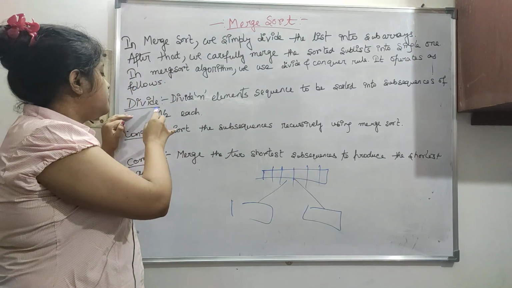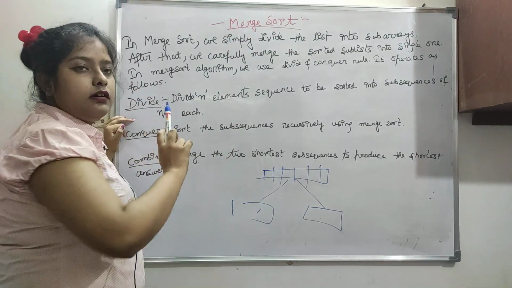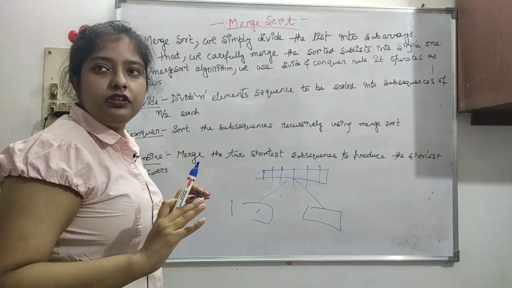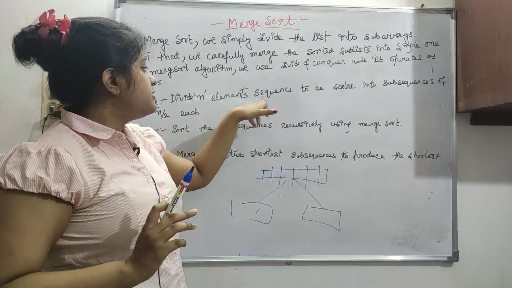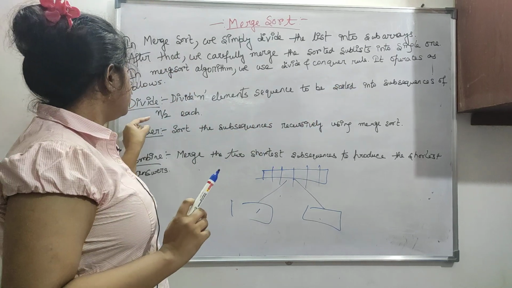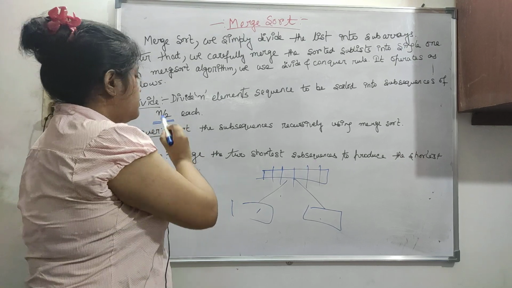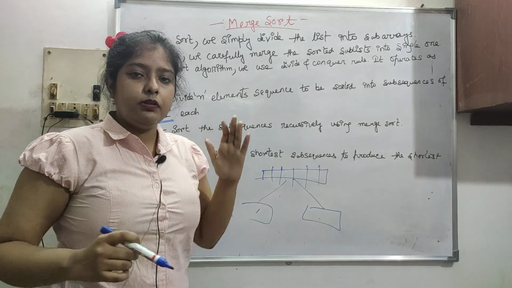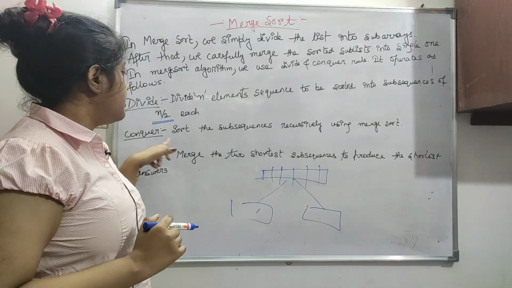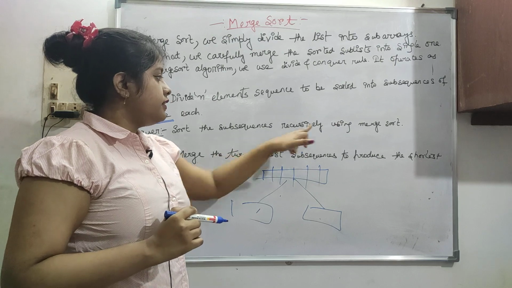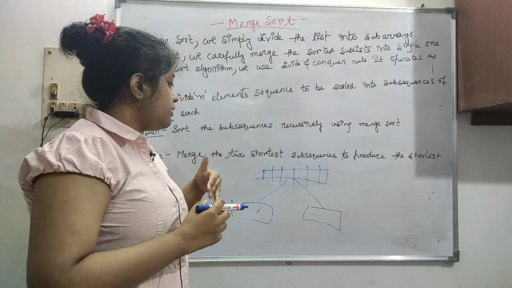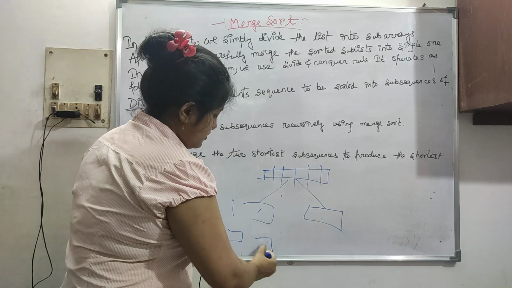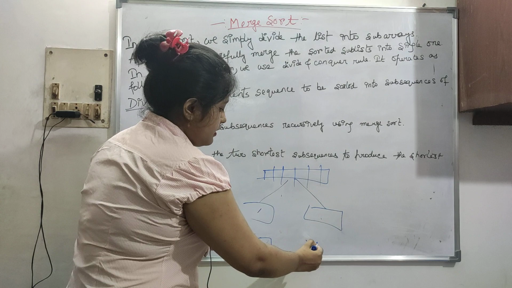Now, how does divide work? We divide the array or the list into two first, then again divide like this. Divide the n-element sequence to be sorted into subsequences of n by 2. First 2, then again 4, like this we divide. Every time it will be divided by n by 2. Now conquer: sort the subsequences recursively using merge sort. So in the next phase we have to sort every element like this.